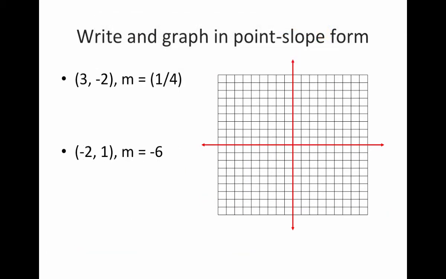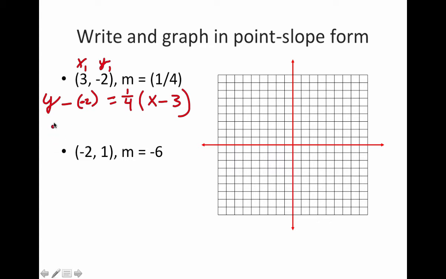Whoa, whoa, whoa. I think I passed up my stuff here. Okay, write and graph in point-slope form. It's as easy as pi: x1, y1, m. Y minus y1 equals m times x minus x1. There should be a minus in front of this. Y minus y1. There we go. So really it'll be y plus 2 equals 1/4 times x minus 3. The beauty of this, if we wanted to distribute the 1/4 and subtract the 2, boom, we're in slope-intercept form.